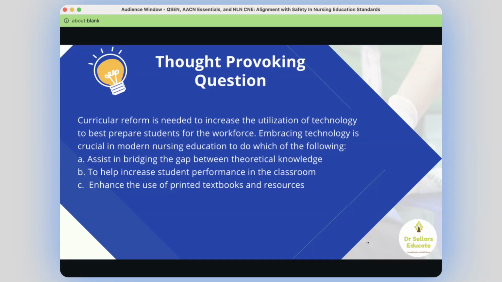Well, first we're going to start with our thought-provoking question. Curricular reform is needed to increase utilization of technology to best prepare students for the workforce. Embracing technology is crucial in modern nursing education to do which of the following? We have A, assist in bridging the gap between theoretical knowledge, B, to help increase student performance in the classroom, and C, enhance the use of printed textbooks and resources. Okay, so bridging the gap, increasing student performance, or using printed textbooks.